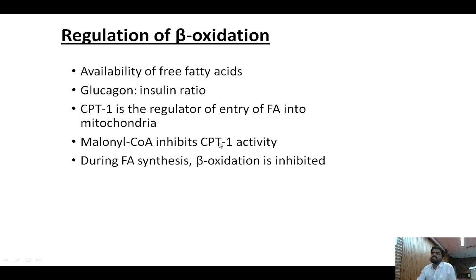Now malonyl coenzyme A inhibits CPT1 activity. So from where is this malonyl coenzyme A coming? Malonyl coenzyme A forms from acetyl coenzyme A in fatty acid biosynthesis. So if acetyl coenzyme A is forming malonyl coenzyme A, it means that the pathway of fatty acid biosynthesis is required, not the breaking down. So that's why malonyl coenzyme A inhibits CPT1. If CPT1 is inhibited, then fatty acid oxidation will decrease, and malonyl coenzyme A will increase fatty acid synthesis. And if active fatty acid synthesis is going on, beta oxidation will be inhibited.